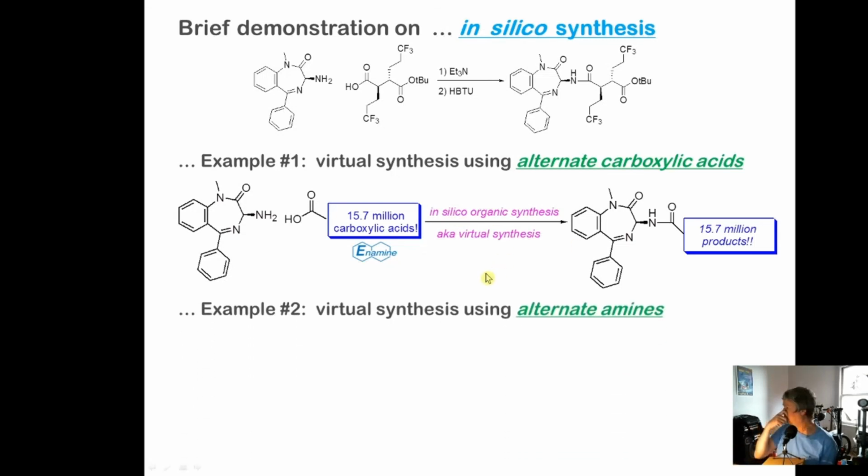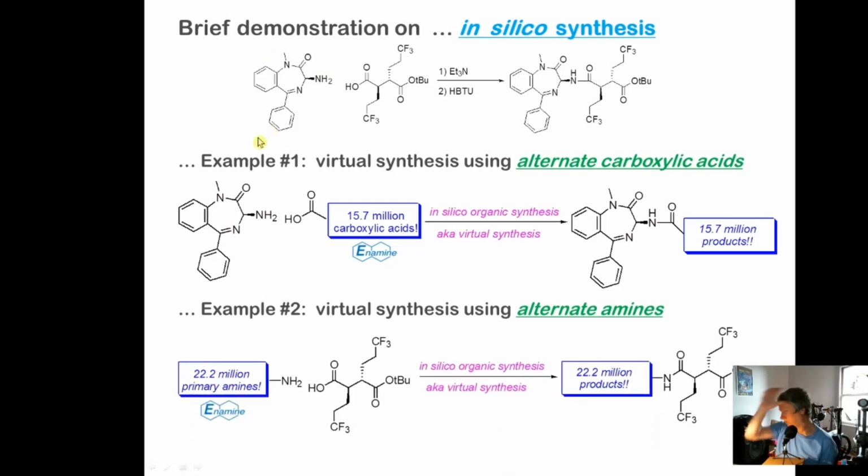The other idea is that I could do the same reaction, but keep the right side static, and then vary the left side. So from the Enamine vendor, I can download 22.2 million primary amines and react them with our carboxylic acid and form the amide bond through in silico organic synthesis to make 22.2 million products. I also downloaded these 22.2 million primary amines in about 5 minutes, and they're all SMILES. SMILES is a chemical structure representation method that you're familiar with now.